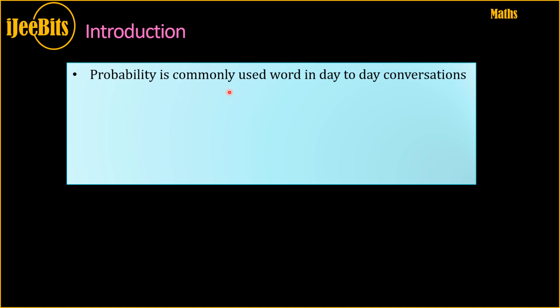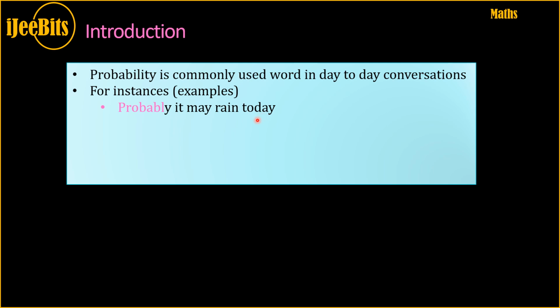Probability is a commonly used word in day-to-day conversations. For instance, I'm going to read a few sentences. You can sense how probability is trying to convey information to us. Probably it may rain today. Does it make sense to you? We are not sure whether rain is going to happen, come, or occur. But what we are saying is probably it may rain today. So we are not sure. Uncertainty is what we are trying to address by that statement.